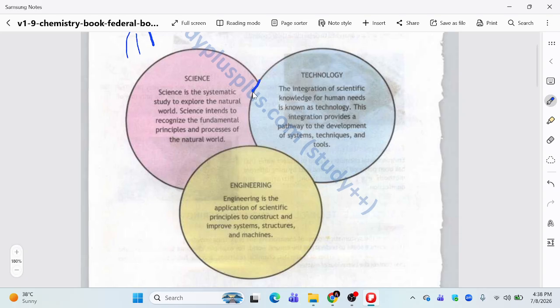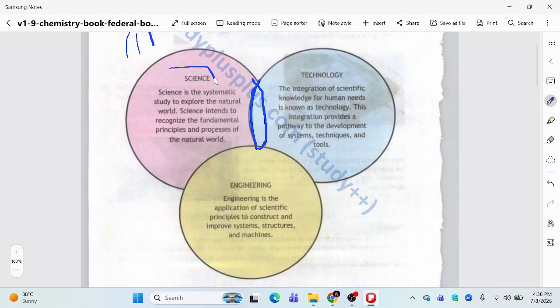As we can see, it is overlapping each other over here and over here. Everything is overlapping each other, which means that in one area all of these are used commonly. This is a Venn diagram. This is a universal set, we can call it.